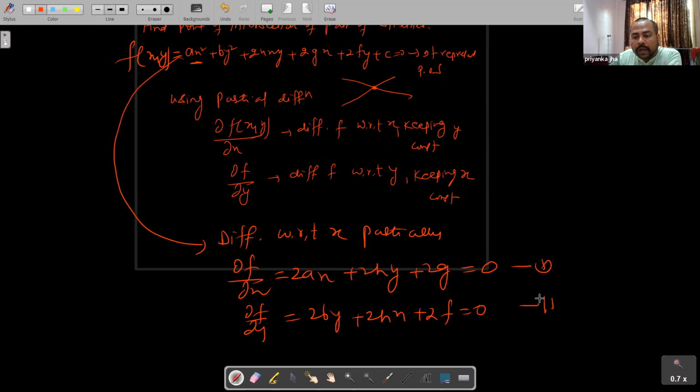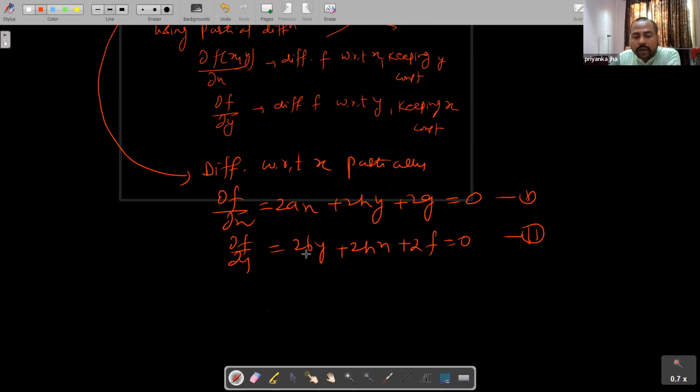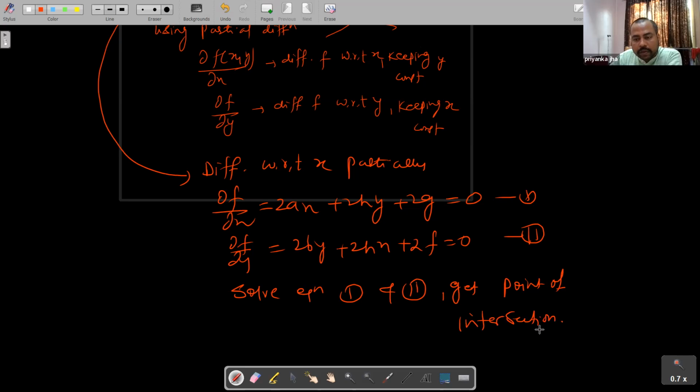Now you just have to solve these two equations. You will get the point of intersection of the pair of straight lines. Solve equation 1 and 2 and you will get the point of intersection. That's it. You just have to remember this fact.